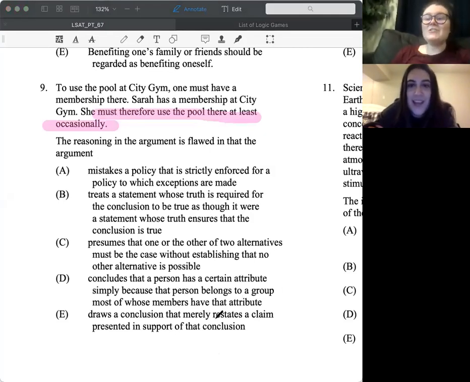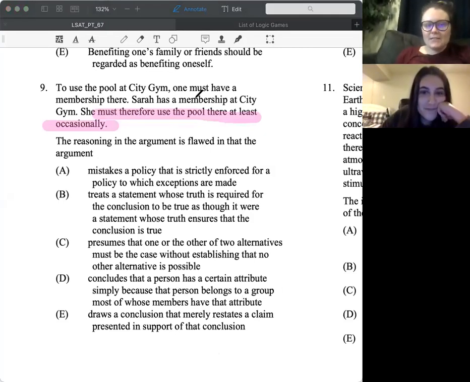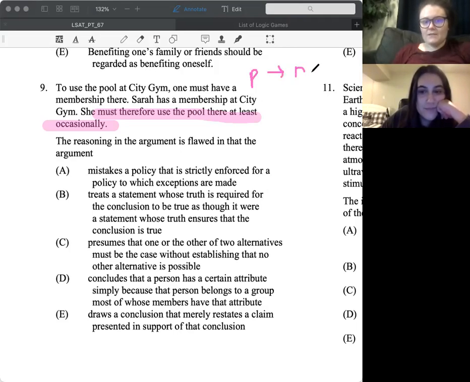Okay, so actually, to use the pool at City Gym, one must have a membership there. So to use the pool, you have to have a membership. Sarah has a membership, so she uses the pool. What kind of flaw is this?